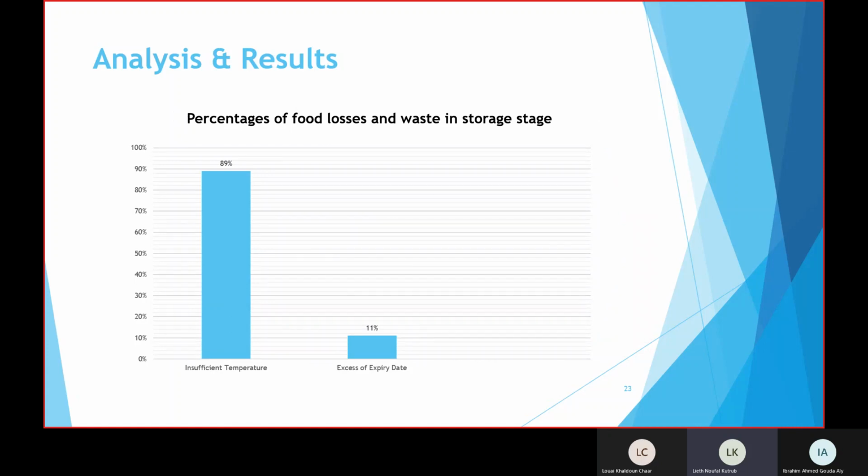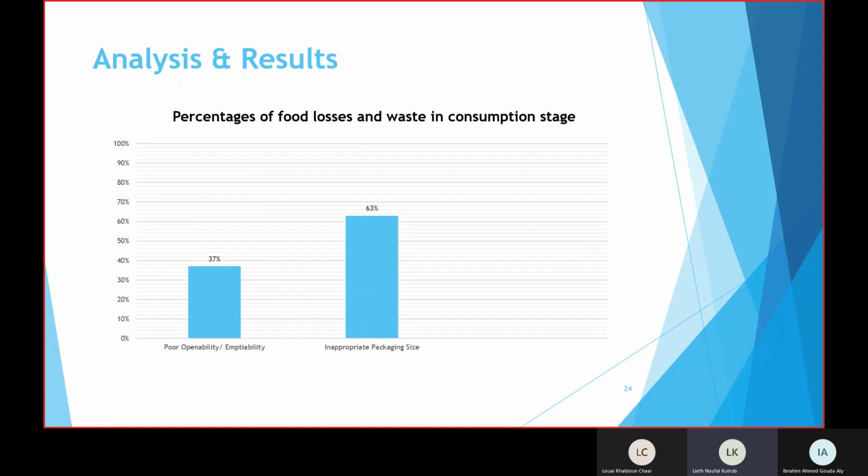89% of the food lost in the storage stage is due to insufficient temperature of the storing room, while only 11% is due to the excess of product expiry date. 63% of the losses in the consumers' households are because of the inappropriate size of the food products, while 37% is because of poor openability and emptiability of the content in this package.